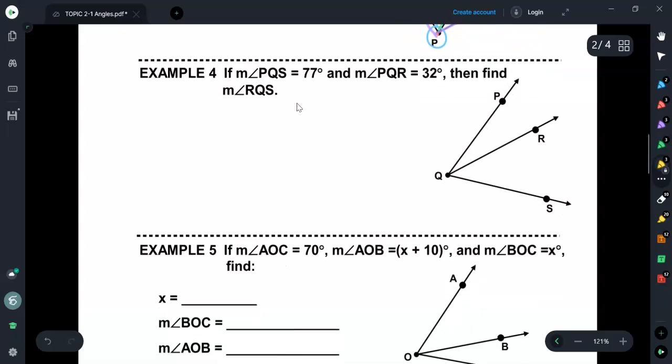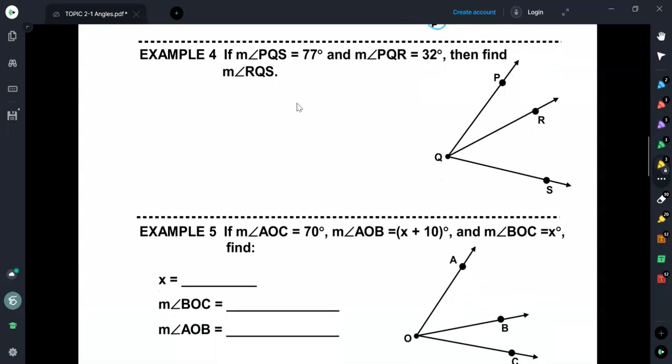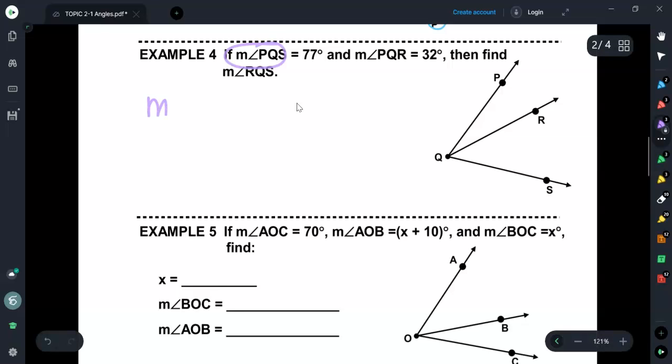So let's come down here and let's apply the angle addition postulate. This says the measure of angle PQS is 77, and we're going to learn how to follow these angles. So PQS, this little M right there, measure of angle PQS. And again, you can write your angle symbol like that or like that. I like putting that on there. That's just the way I do it.